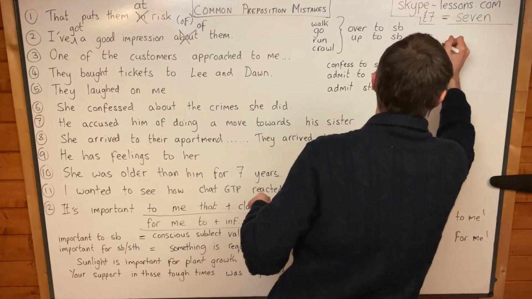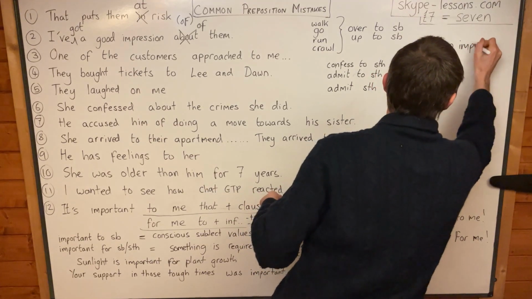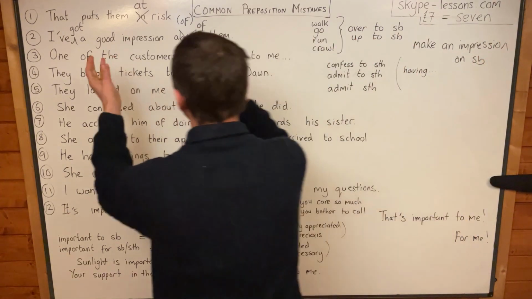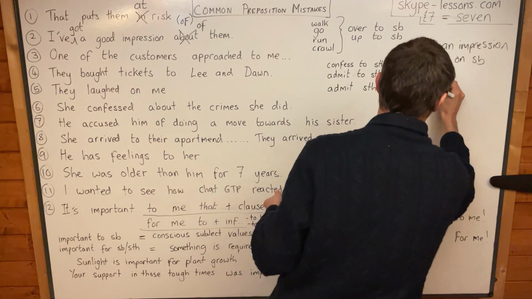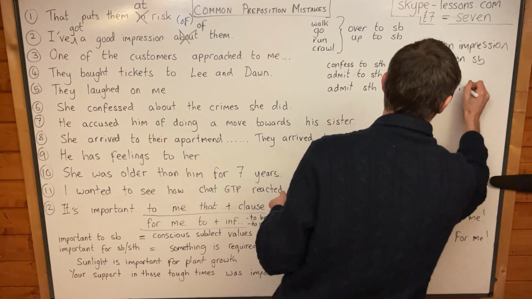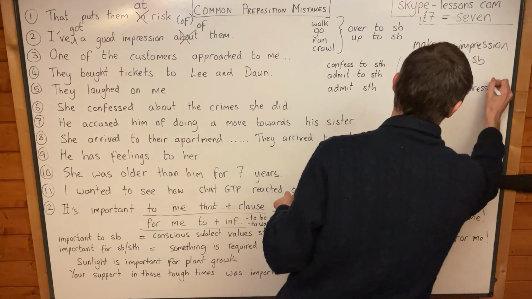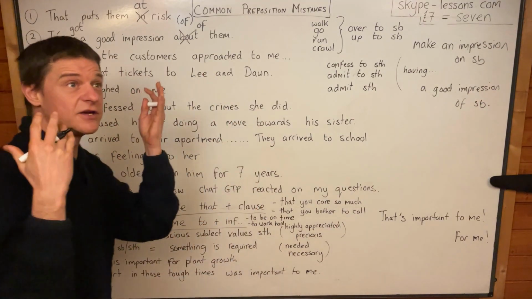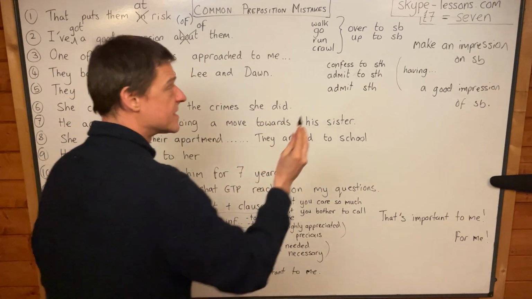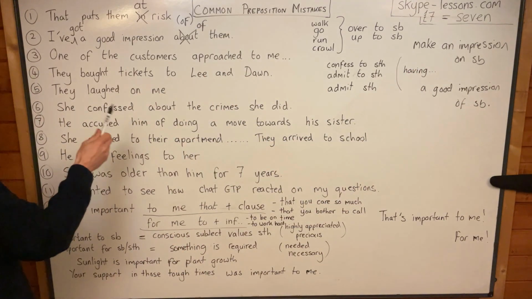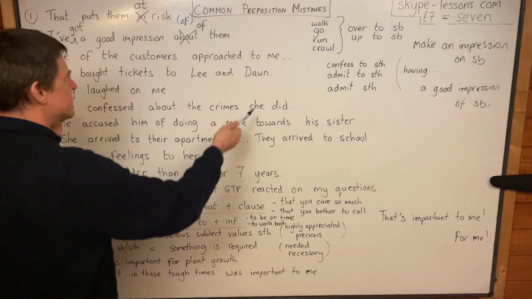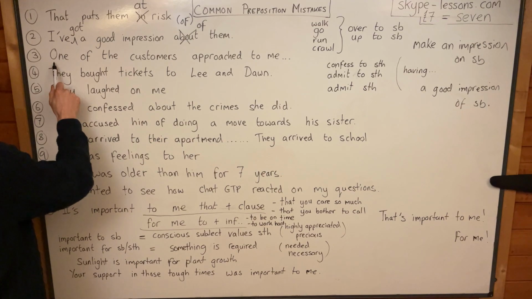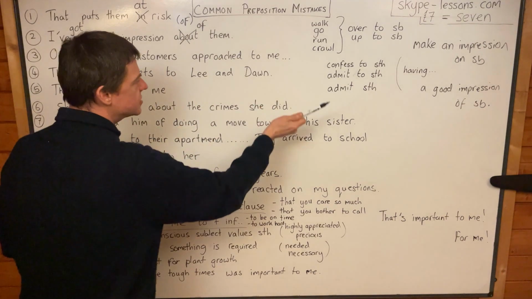Sorry, there's a lot of junk in this room at the moment. Make an impression on somebody. But a good impression of somebody, yeah? I have a good impression of somebody, a bad impression of somebody. Okay, so they're the two phrases that you need to learn. But yeah, we do say he made a good impression on me. So remember that one as well, it's useful. You know, here we can say I've got a good impression of them, or they made a good impression on me.